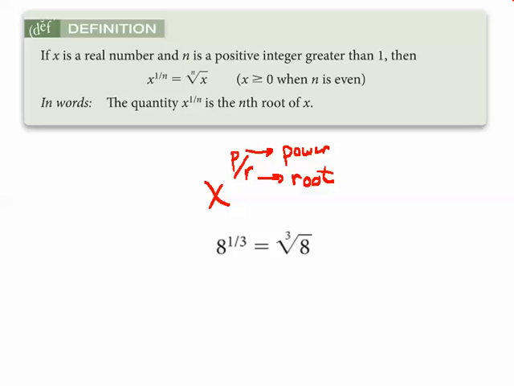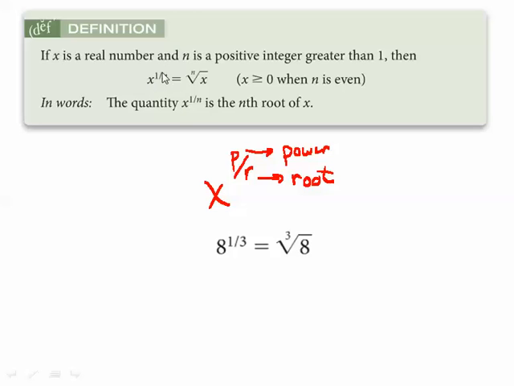Alright, next step in the process. We learned about the roots. Now let's talk about rational exponents. What does it mean to have a fraction in the exponent? This is what the book says. I'm going to give you more of an abstract definition here, which will make sense a little bit later. I just wanted at least for you to see it right now.